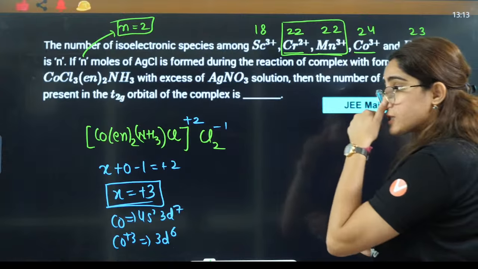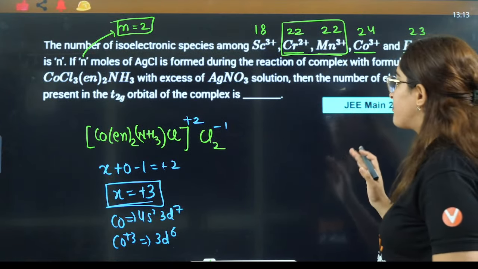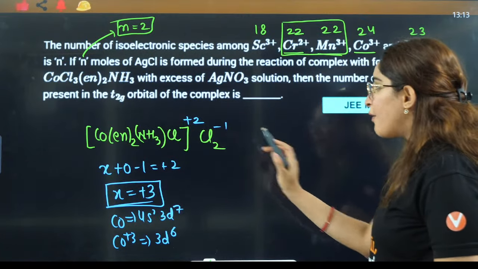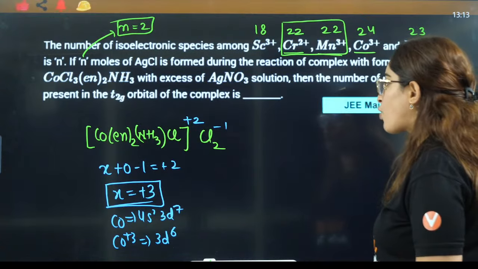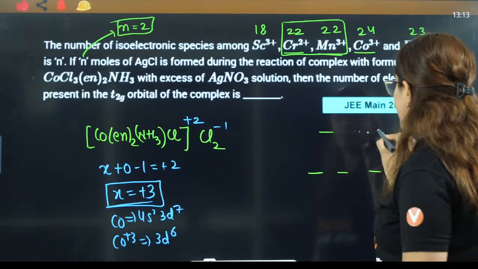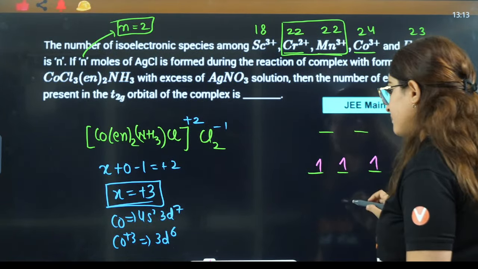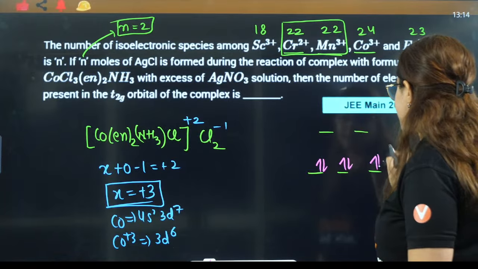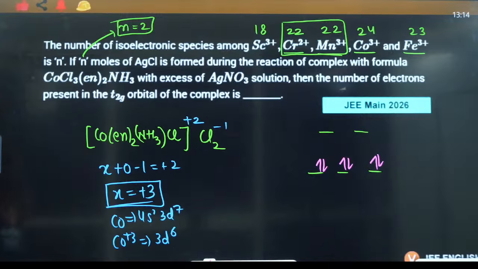Now in this case you have 3d6 electrons. Very interesting question and very simple question. Here there is a strong field ligand, so it will cause pairing. This will be 1, 2, 3, 1, 2. So you will have 1, 2, 3, 4, 5, 6, that is 6 electrons in the t2g. Is that clear or not? Yes, everybody, tell me.